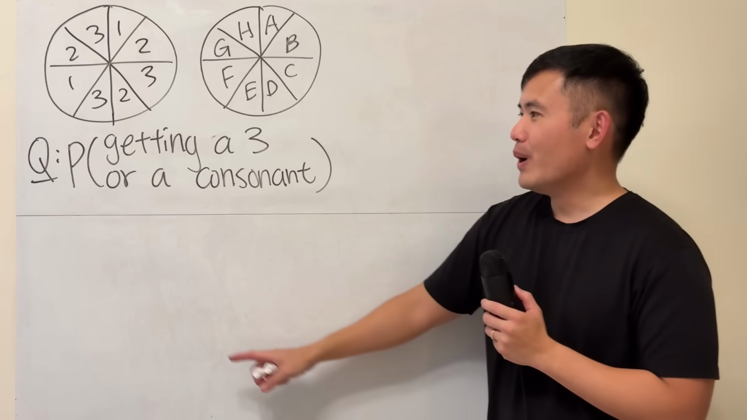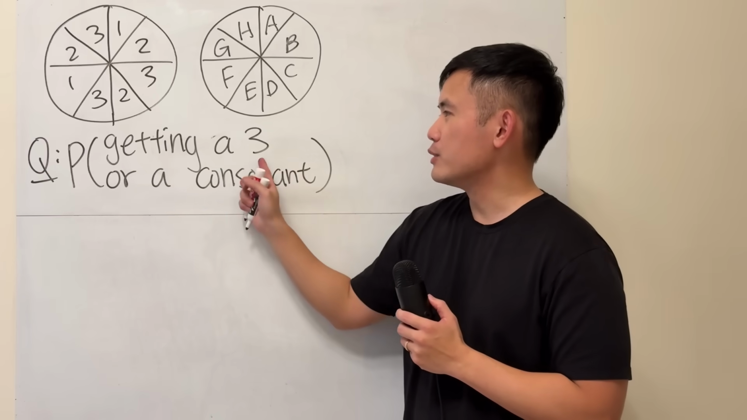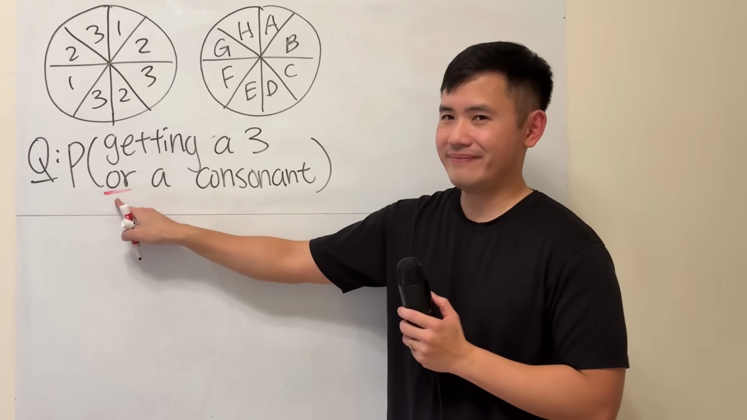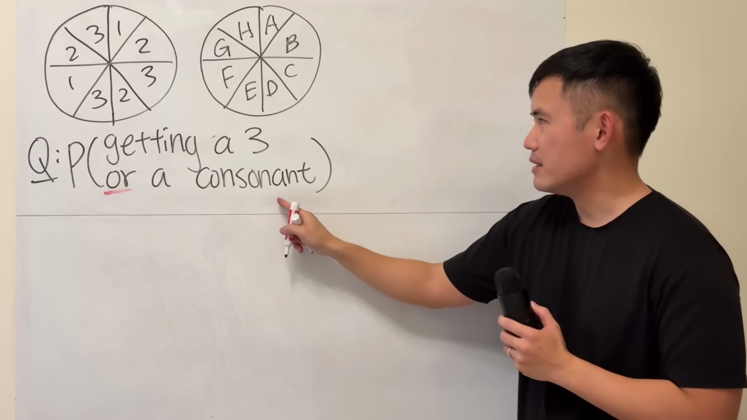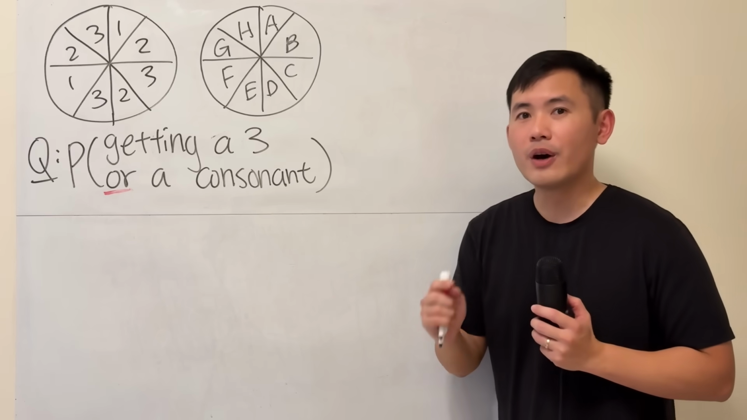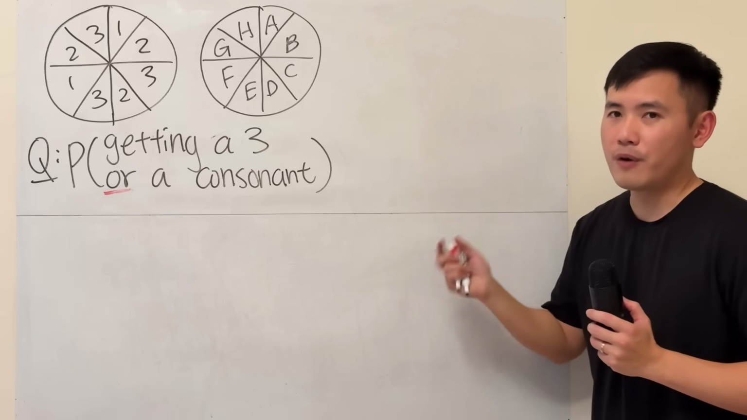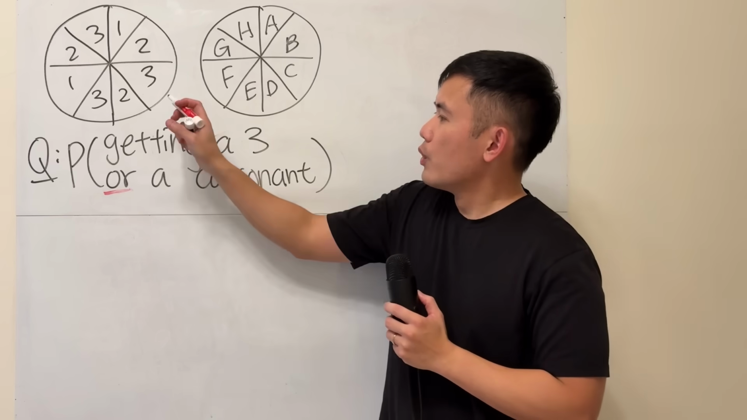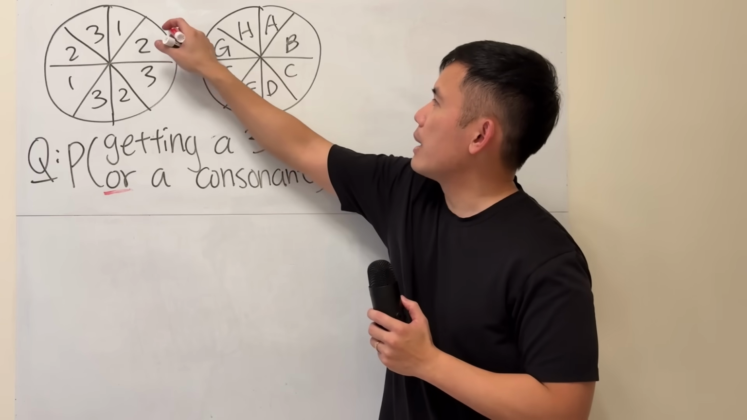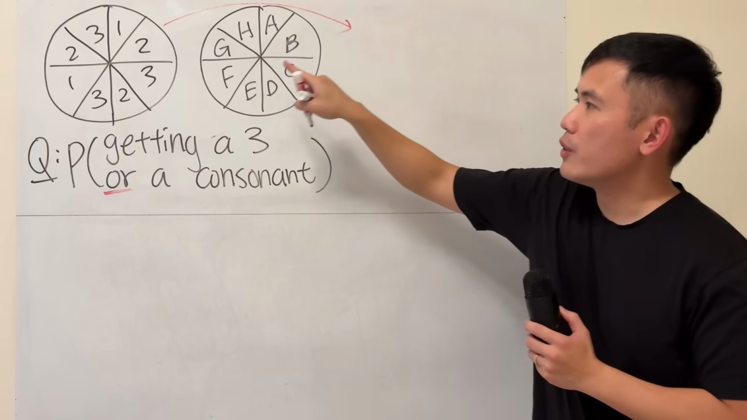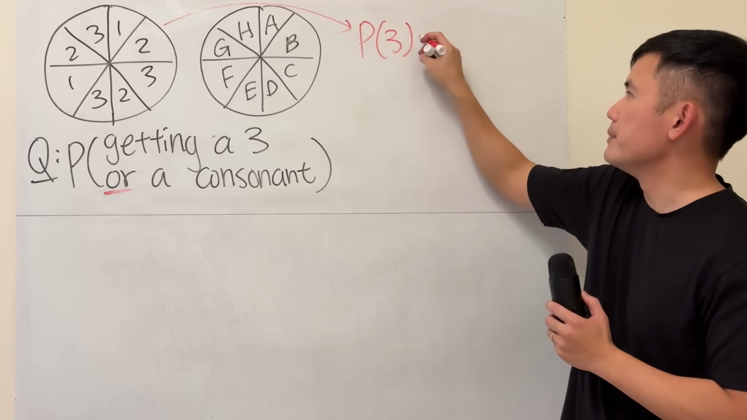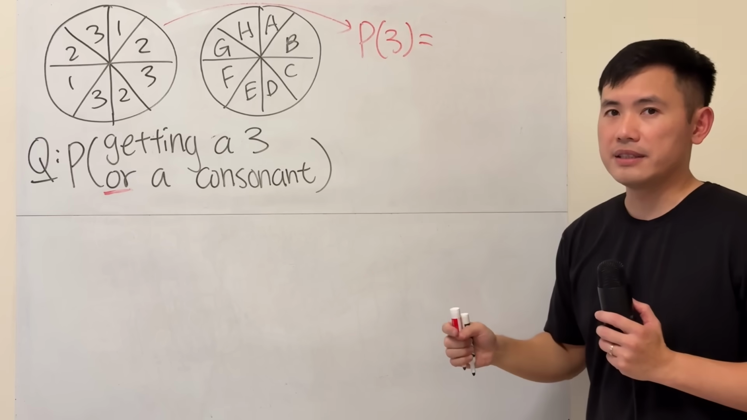But anyways though, we're trying to get the probability of getting a 3 from the first one, or, and here's a key word, or a consonant from the second one. So I'm going to show you what to do first, and I'm going to explain why later on. What we have to do first is compute each probability. So for the first one, we have to first get the probability of getting a 3. Let me just write it down like this.